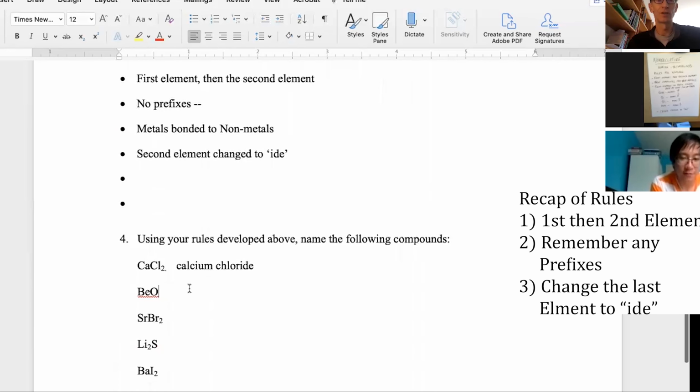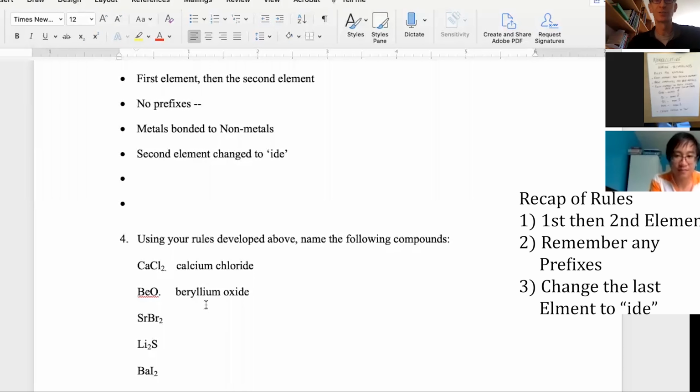Okay. I'll do the next one then. Yeah, BeO. So Be, that's the symbol for beryllium. So that's the first element. We type out beryllium. And then the second element is oxygen. But then I have to remember to change the ending to IDE. We take out the Y because the endings aren't the same as with chlorine, iodine. So we just do oxide.